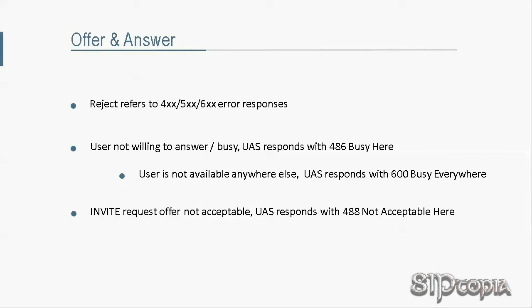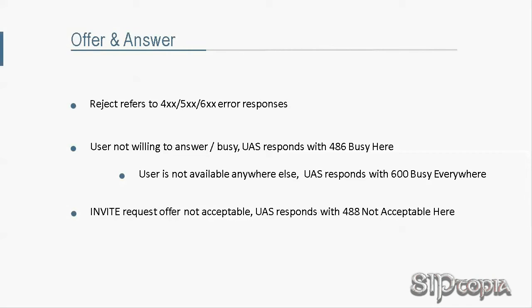If it's a global error and the user agent server knows that the user is not available anywhere else, the response could be a 600 Busy Everywhere. Since it is highly unlikely that a user agent server knows every single user agent server in the environment and whether or not a user is available in those, 600 Busy Everywhere is rarely used.